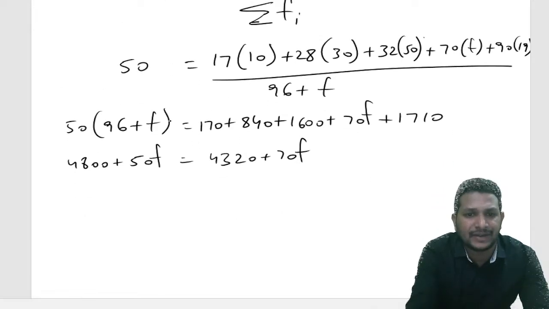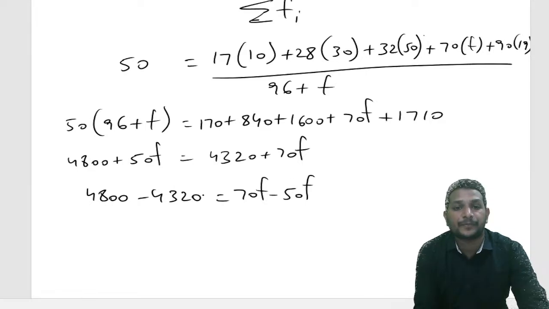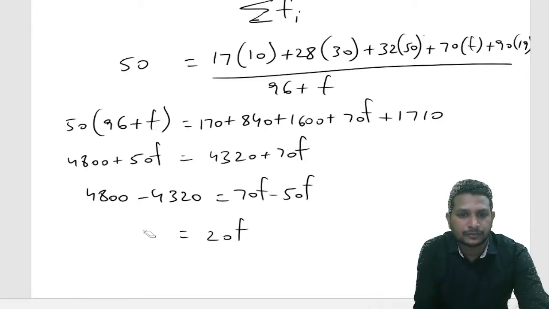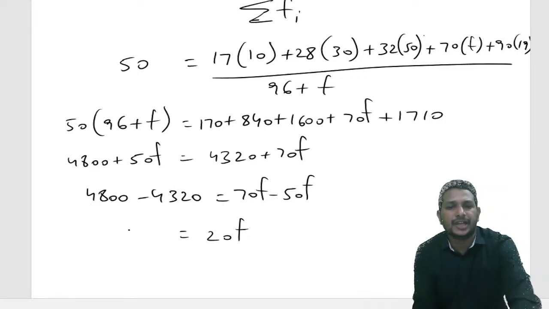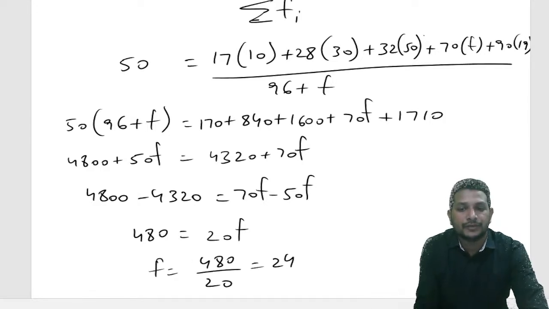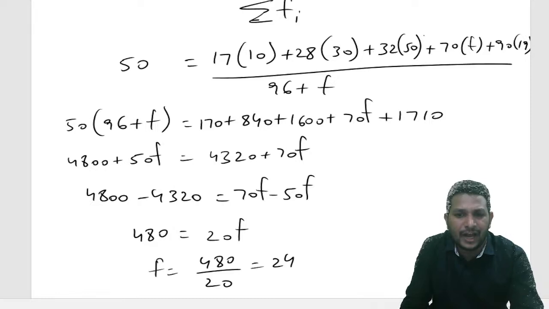4320 plus 70f. Shift the like terms. 4800 minus 4320 equals 70f minus 50f. So we'll be getting 480 equals 20f. Sorry, 4800 minus 4320, how much? 480. So f is 480 by 20. So the answer is 24. So we got the value of f as 24. Okay. So the missing frequency, the small f value, is 24, which is nothing but option 1.